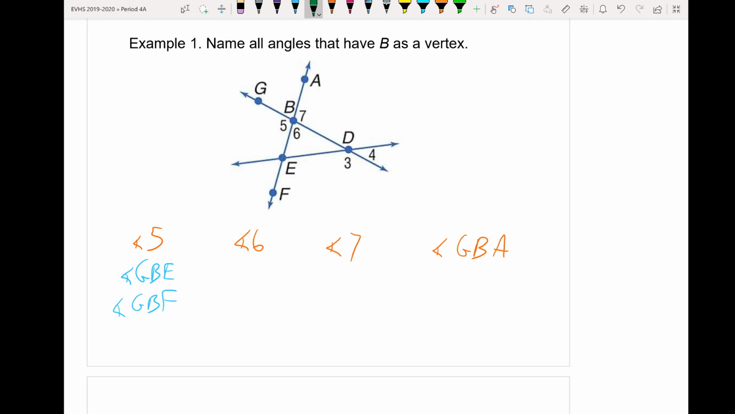Also for angle 6 over here, we could name that angle DBE or angle DBF. And then for angle 7, our only other option there is angle ABD. All right, so lots of ways of naming angles. I'll jump in and out of all those different possibilities just based on whatever happens to strike me at the moment.